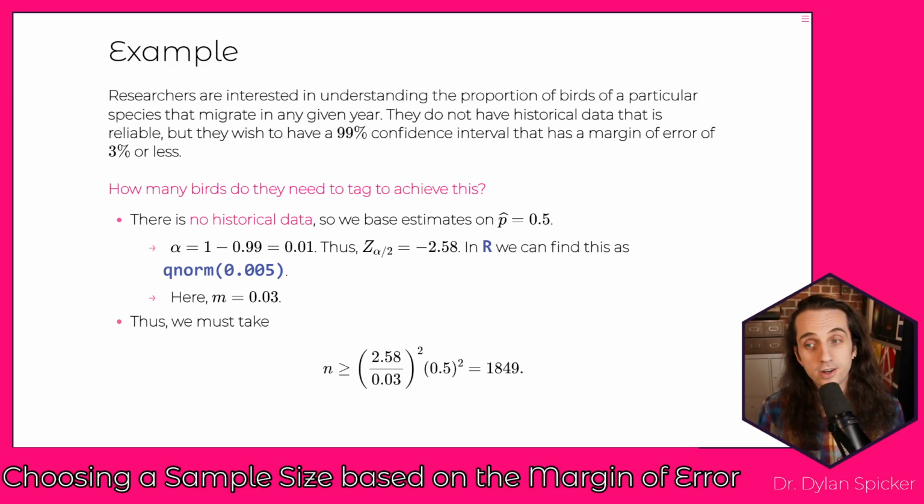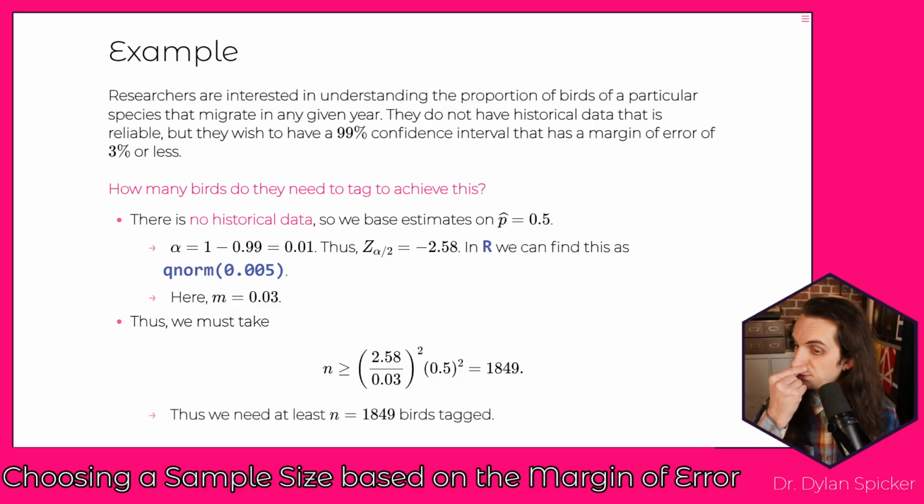And so we need n to be greater than or equal to our critical value over the margin of error, squared, times 0.5 squared. If we plug in all of the values for this, we find that n has to be at least 1,849. So in order to get a confidence interval that they're 99% confident is within plus or minus 3% of the truth, they require at least 1,849 samples. So 1,849 birds would need to be tagged and then observed.